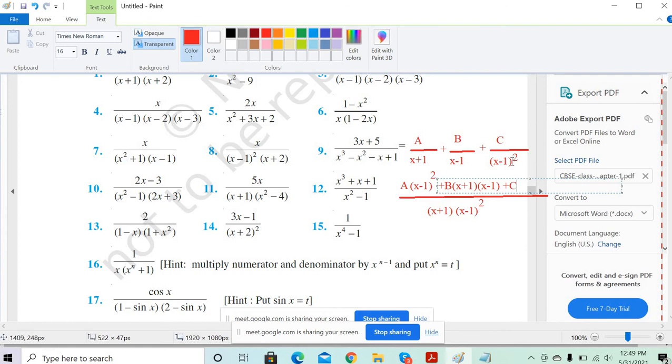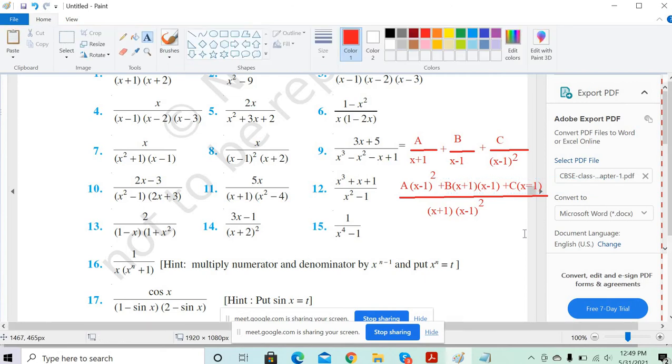Now C part. X minus 1 whole square you divide with denominator. So X minus 1 whole square, so only left is X plus 1. Correct? Now entire this numerator has to be mapped equal to this numerator. This numerator is 3x plus 5, and this numerator also is here. This should be equal, right? Yes, sir.